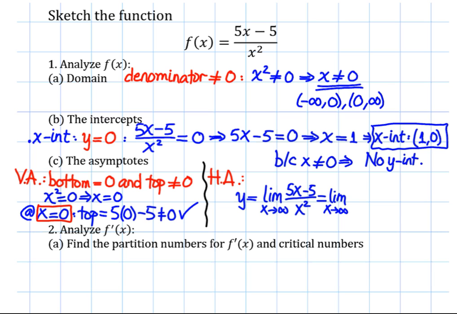Since x goes to infinity, in 5x minus 5, the minus 5 doesn't really do anything because 5 times infinity is a lot bigger than negative 5. So only the term with the highest power matters. We reduce that, and when x goes to infinity, we just have 5 over x. Now the top is 5, the bottom just gets bigger and bigger. The bigger the denominator, the smaller the quotient. Eventually this goes to 0. So y equals 0 is the horizontal asymptote.